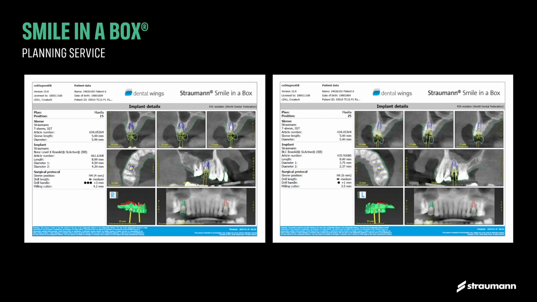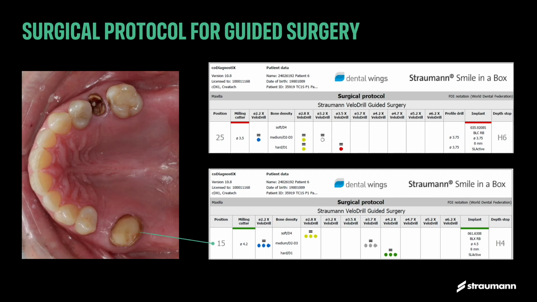And you will receive the co-diagnostics exported planning, so you see all the anatomical details of this planning. And you will receive also the surgical protocol for the guided surgery, which is really important. You see that the surgical drilling protocol has been defined precisely for tooth number 15, and the drilling protocol for tooth 25.